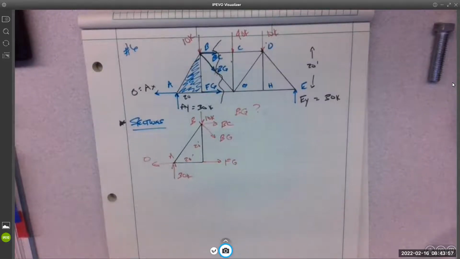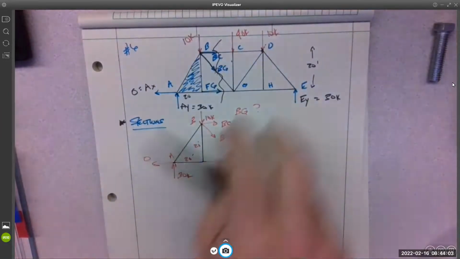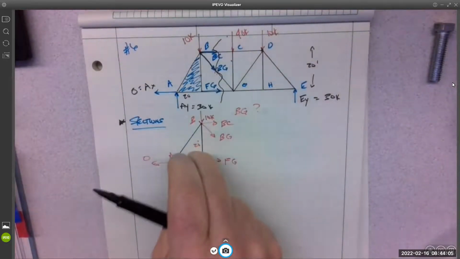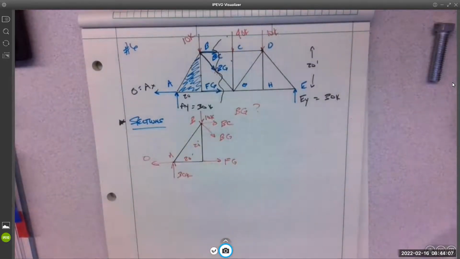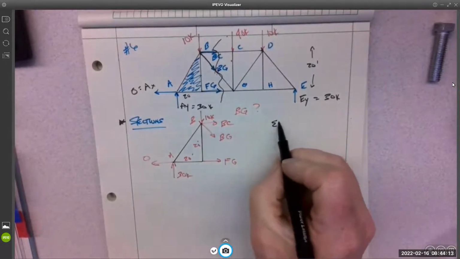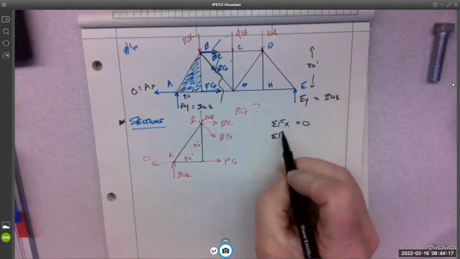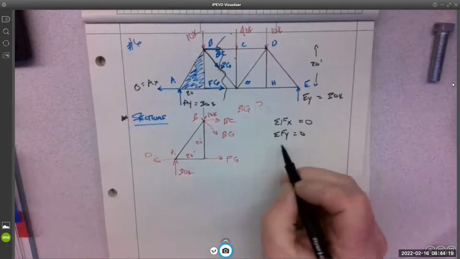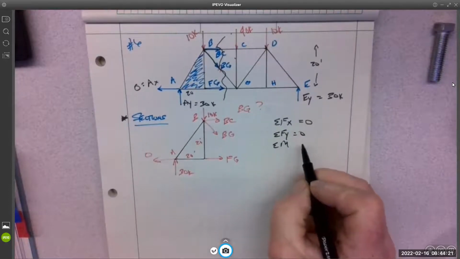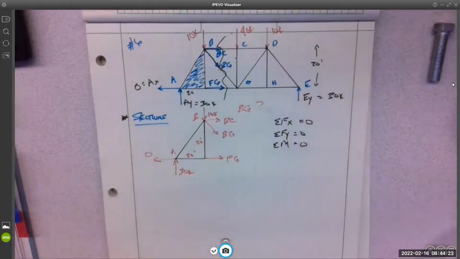Anything in equilibrium, any part of that thing has to be in equilibrium. So this is just a part of this. This was in equilibrium, so now this has to be in equilibrium. Then you just apply your equations. The sum of forces in X has to equal 0. The sum of forces in Y has to equal 0. And the sum of moments, any moment, has to be equal to 0.